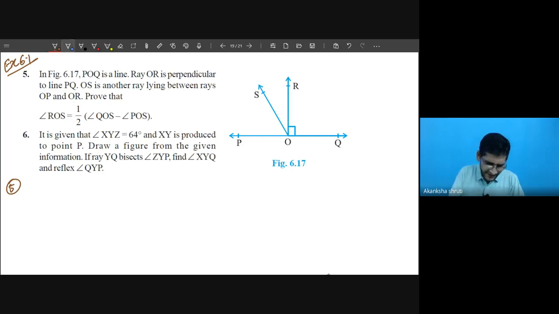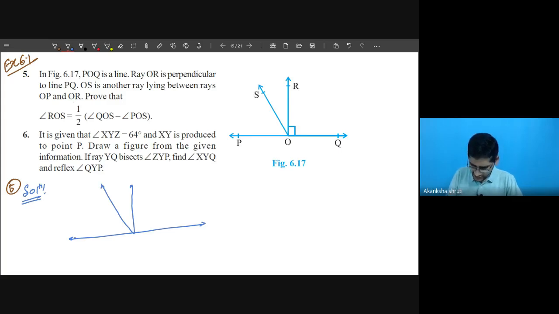So the figure is given. Let us redraw the figure. It is given that it is a 90 degree angle and another line is there. This straight line is our PQ. Where it is intersecting is taken as point O. The other perpendicular line is OR. Then the other line making some angle is OS.